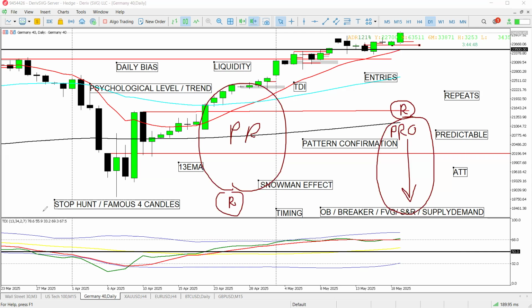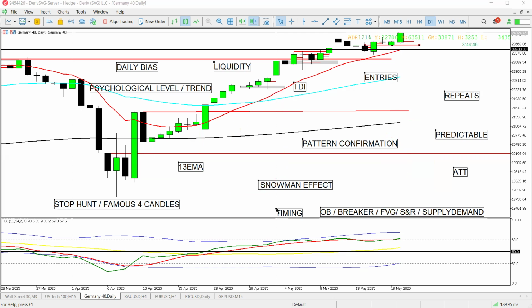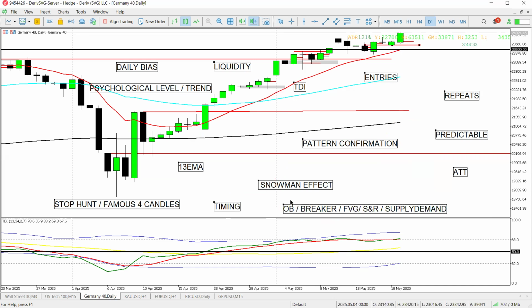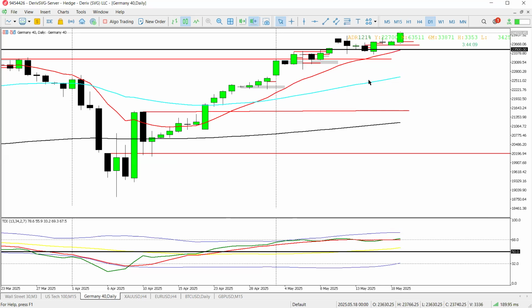Then you also hear me mention a little bit of session timing, or basically timing in general, on my setups. This mainly applies for day traders, so if you're a day trader, this is something you want to pay attention to. Then you'll also hear me mention order blocks, breakers, fair value gap, support and resistance, supply and demand. Sometimes I don't need to see all of these. If I can see one or two of these, in line with other confluences, then I can actually execute my trade. So let's quickly get into the charts and see what the day had for us.